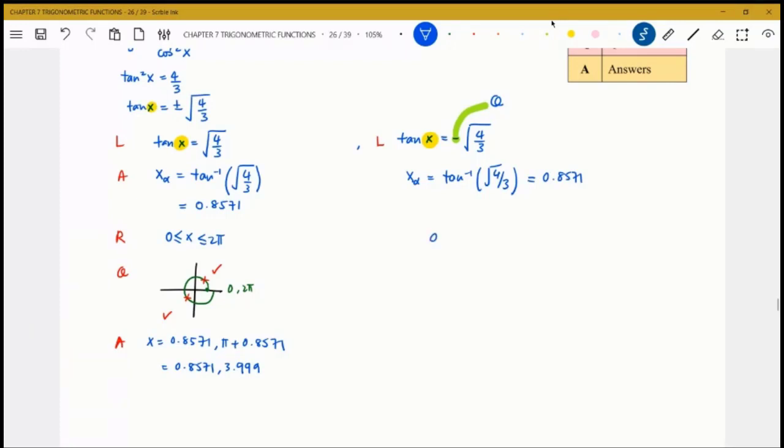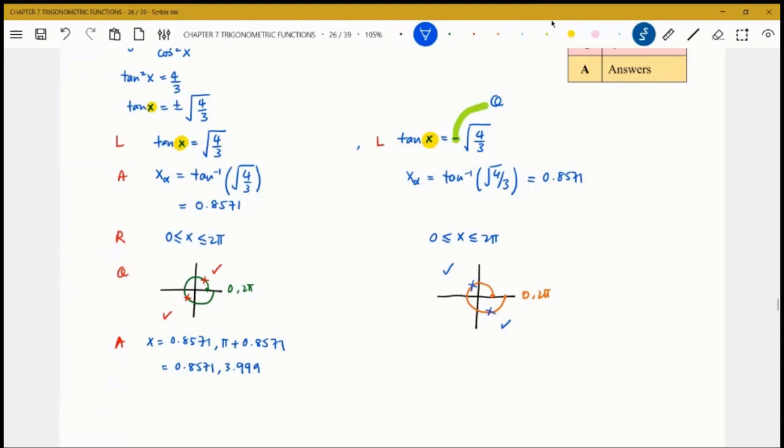Range pun sama daripada 0 towards 2 pi. But then quadrant dia akan jadi berbeza sebab dia adalah negative sign. So daripada 0 towards 2 pi, it lies on the tangent negative, berada di mana? 2 dan 4. 2 and 4. So your angle should be here, should be here.